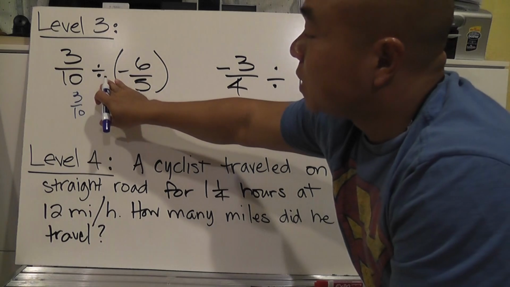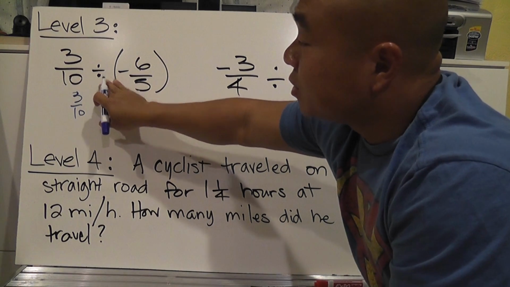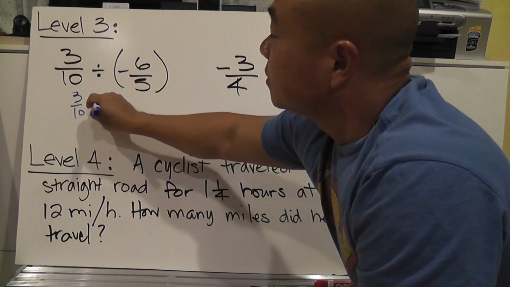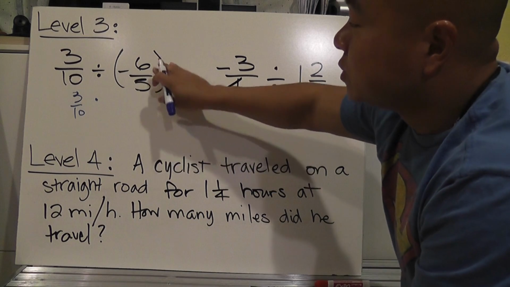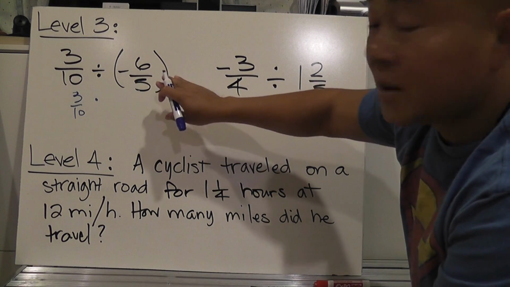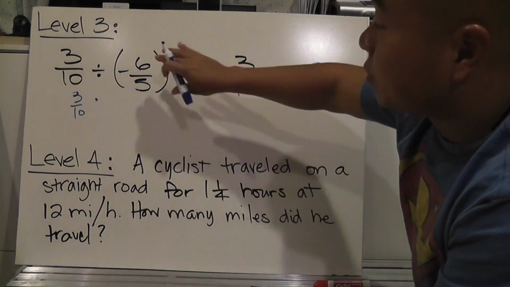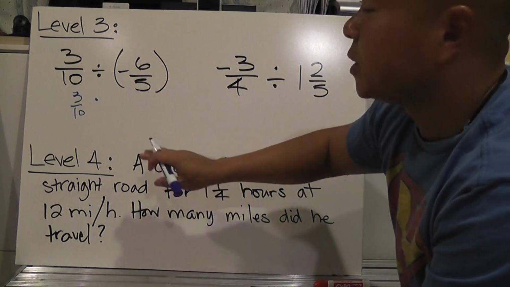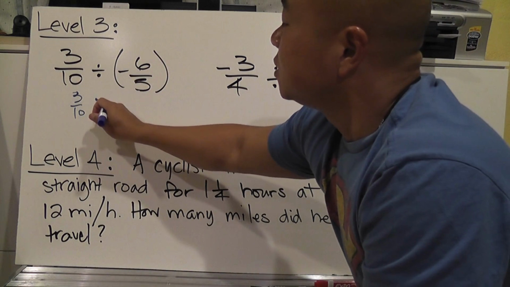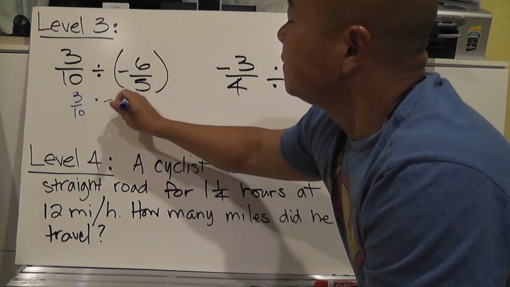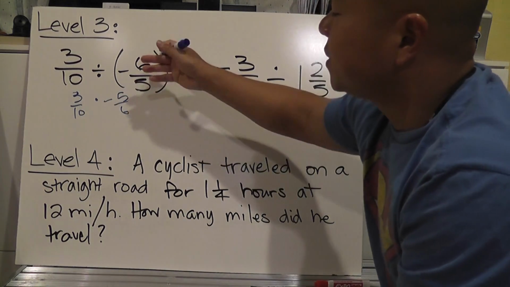The division sign right here changes into a multiply. And then we're going to do something special here, which is called flipping or reciprocating. We're going to reciprocal the fraction right here, and that just makes it look like this: negative 5 over 6. You're just flipping that fraction.